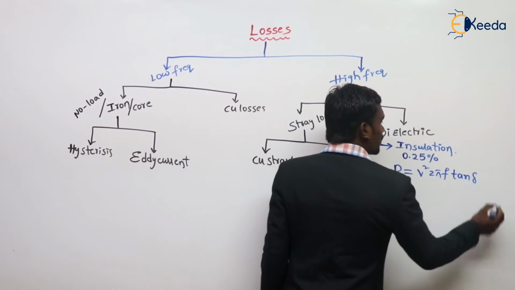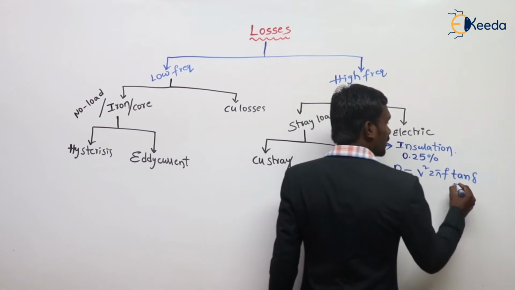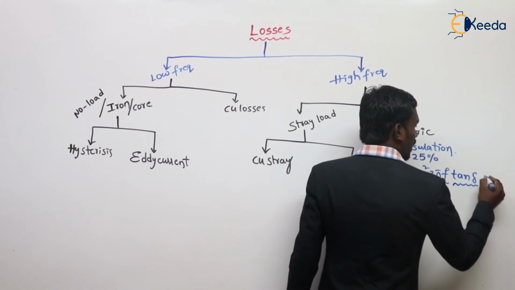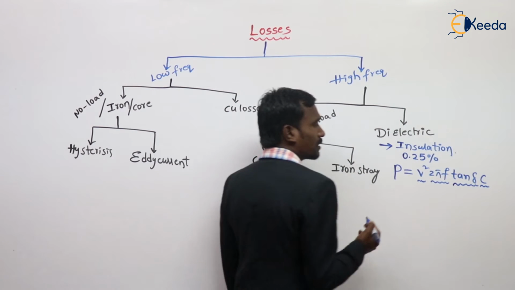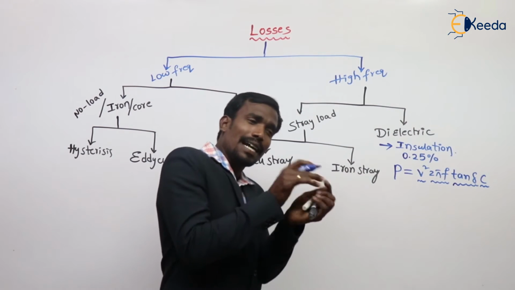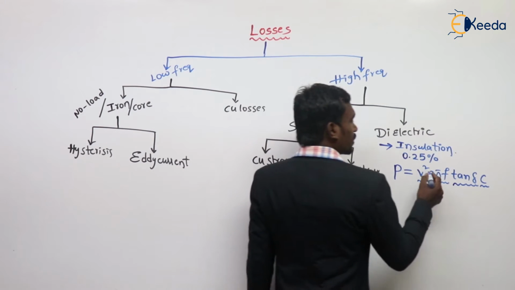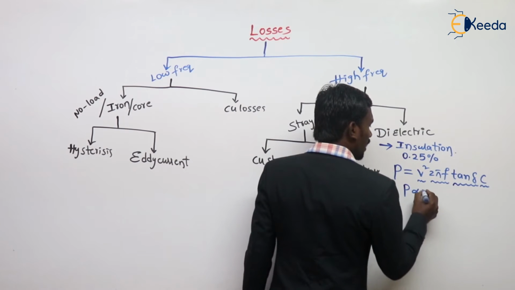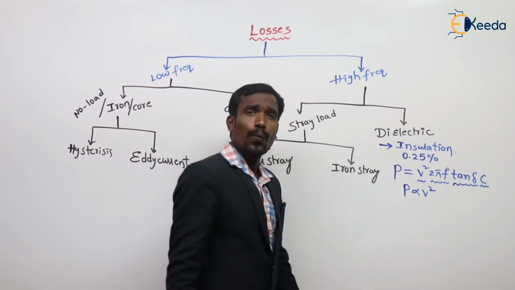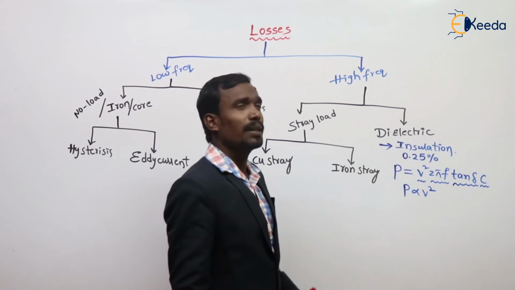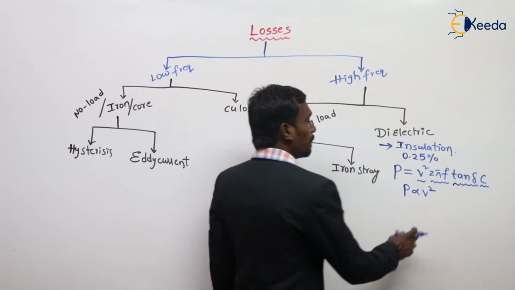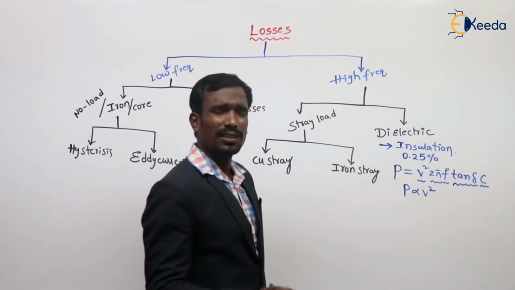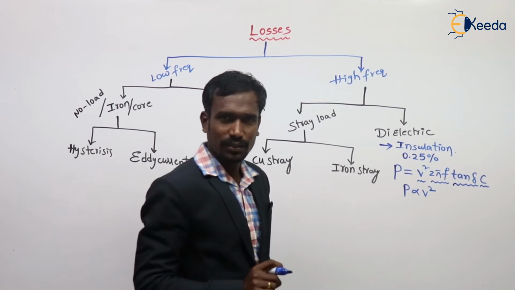The dielectric losses formula is P = V squared times 2 pi f times C tan delta. Tan delta is the dissipation factor, 2 pi f is omega, and C is the capacitance of the dielectric media. So the dielectric losses mainly depend on voltage squared. They do not depend on current. This is about dielectric losses, very minute losses.